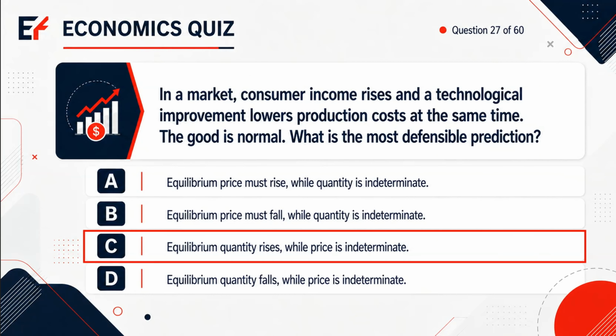Option C is correct because quantity rises while price depends on which shift is stronger. Option A and option B wrongly claim price must move in one direction. Option D is wrong because both shifts support a higher quantity, not a lower one. The key idea is that when demand and supply both increase, quantity rises, but price is uncertain.